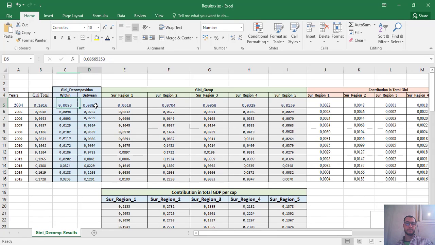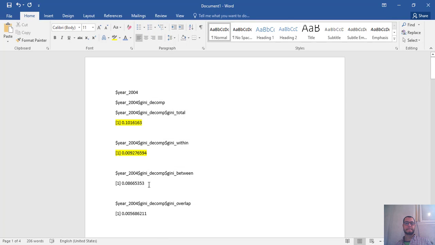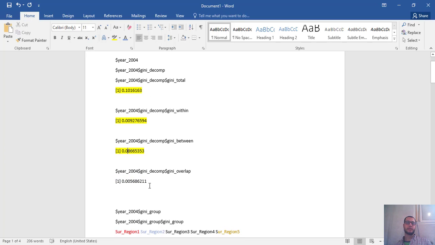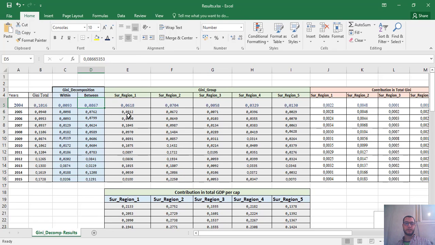And the between effect. This is the between effect. As you see, this is the between effect. And the overlap effect, I didn't use it here because I don't need it.